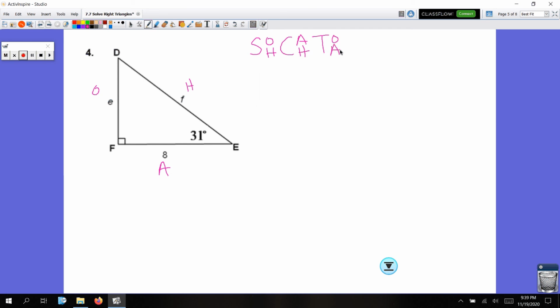All right, so let's just go for E first. I'm looking for E. That is opposite. I have adjacent. Opposite adjacent is tangent. So tangent of 31 is E over 8. Multiply both sides by 8, and I get E is equal to 8 times tangent of 31. All right, let's plug that in. And I get 4.8, not 41.8, I'm sorry. You should get 4.8 too. All right, so E equals 4.8.